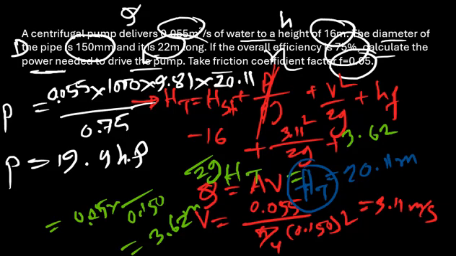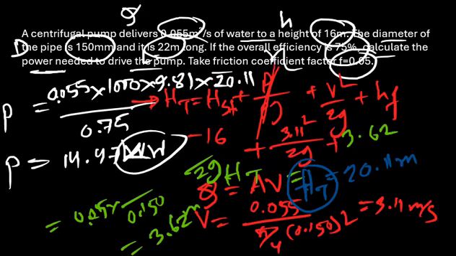Or we can write it in kilowatts. Kilowatt is 14.47 kilowatts, right? This is the answer. I hope you have got this.